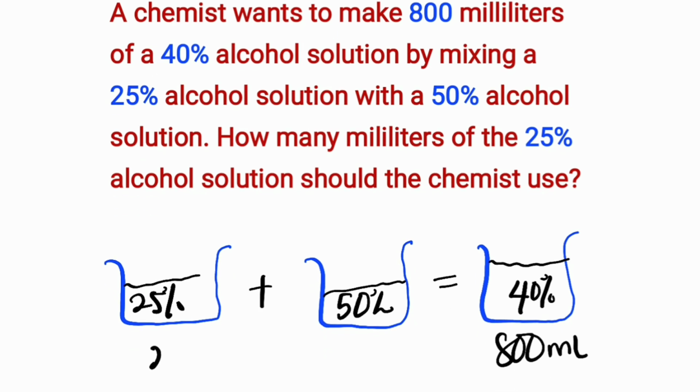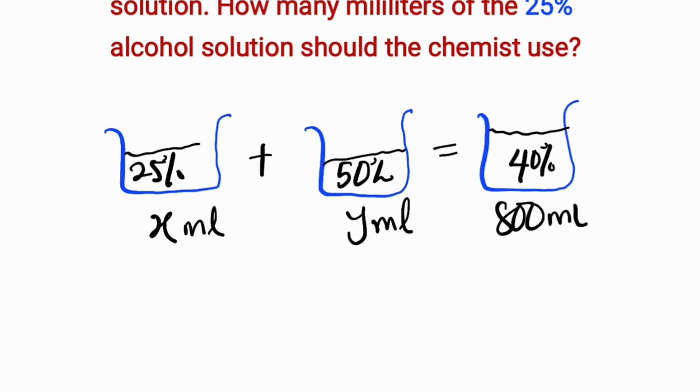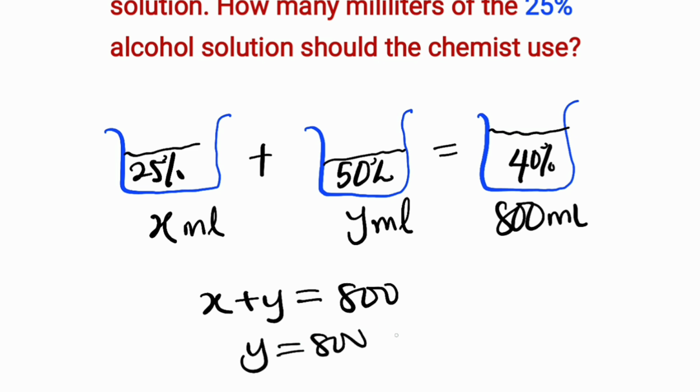So let's call this one x ml. This one should be y ml. Together will give us this 800 ml. Before we come back to the concentration, because you can see this is 25%, this is 50%, but we want somewhere in between, which is 40%. So let me generate my first equation: x plus y equals 800. But remember, we are looking for how many milliliters of 25% alcohol solution. So let me make y the subject here: y equals 800 minus x.